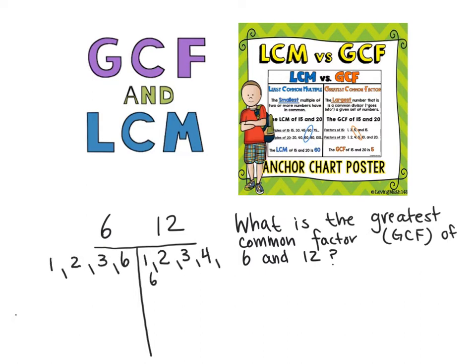Now, do you see how I just stopped at 6? There's absolutely no reason for me to continue going higher or put 12 down because I'm looking for the greatest common factor. And 6 is the largest number, the largest factor that can go into 6 because we are looking for whole numbers. So therefore, 6 is the greatest common factor that can go into 6 and 12.